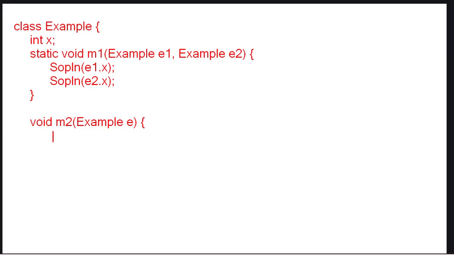How can we read non-static variable values? How can we read the non-static variable values from those two objects in this non-static method?